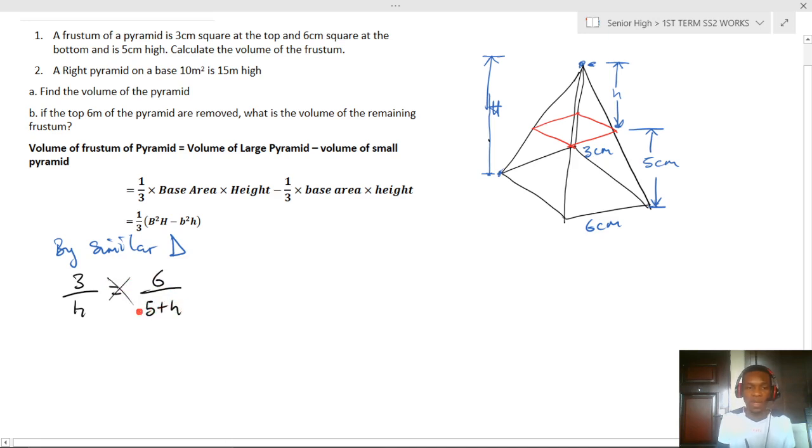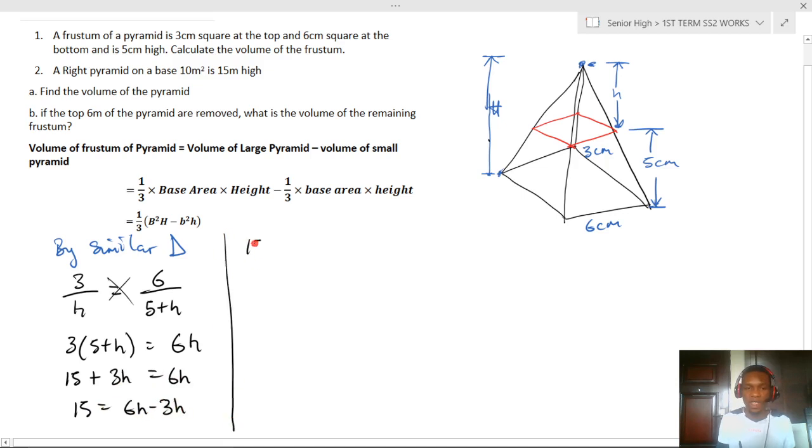Then I can cross multiply to solve. When I cross multiply, 3 will open 5 plus h, and 6 will multiply h to give you 6h. 3 times 5 is 15 plus 3h is equal to 6h. Now I can collect like terms. That will be 15 is equal to 6h minus 3h, and our h therefore gives us what?